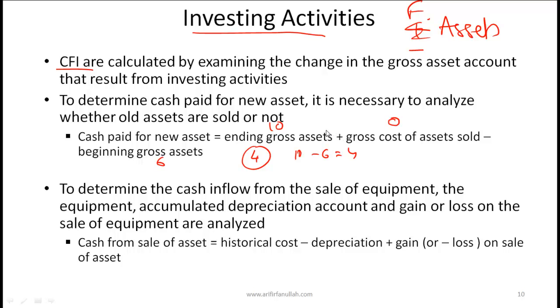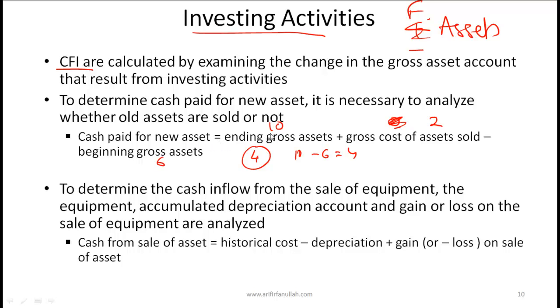Now let's assume that we actually sold assets with a gross value of 2. So if we sold assets with a gross value of 2 and we started with 6, ended with 10, what was the cash paid for new assets? In this case, the cash paid for new assets would actually be 6. How do we get that? Basically by using this simple equation.